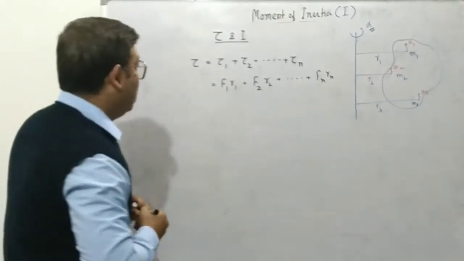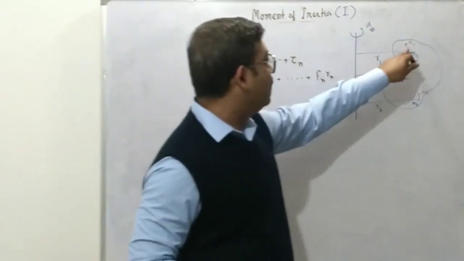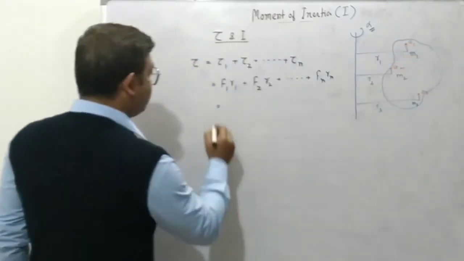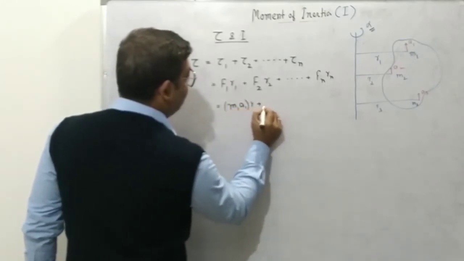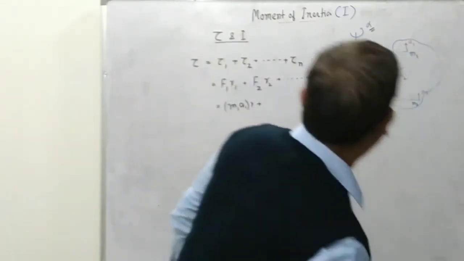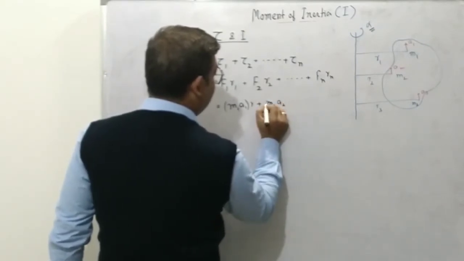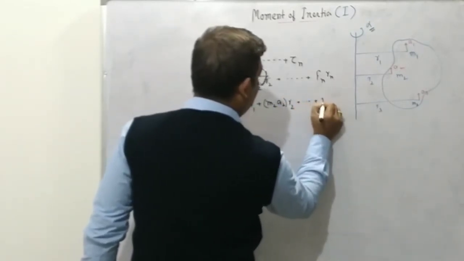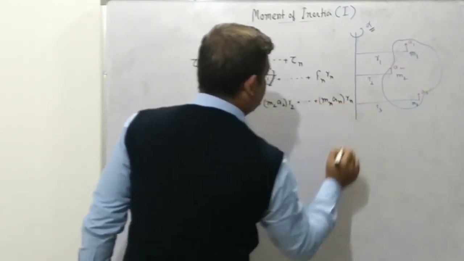Okay. However, from Newton's second law, since this force F1 gives an acceleration of A1 to the particle m1, F1 has to be equal to m1 into A1, and then into R1, plus F2, instead of F2 we will write: mass 2 is accelerated with a linear acceleration of A2, so it will be m2 A2 multiplied by R2, and so on till the nth particle, which will be mn An multiplied by Rn.